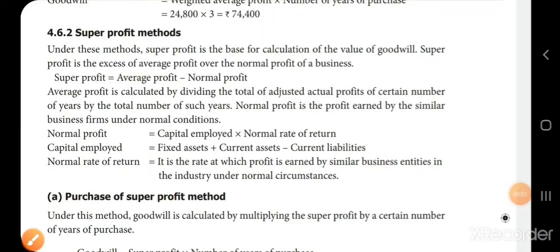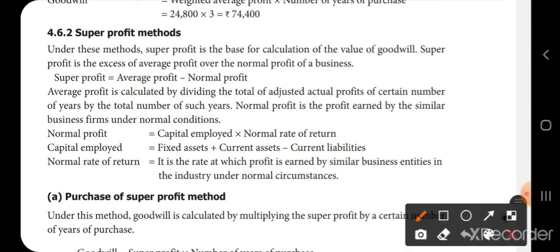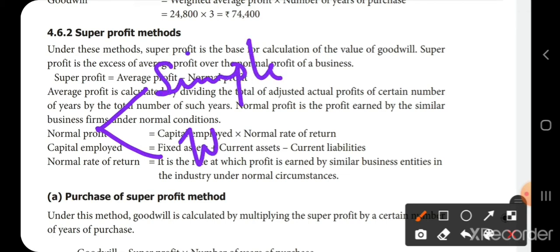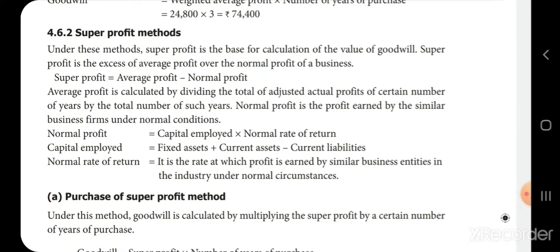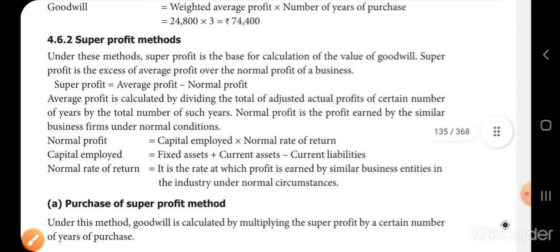Students, continuation of Unit 4 Accountancy, methods of valuation of goodwill. In the previous classes, we saw the calculation of goodwill under the average profit method. In that, you had two types, simple average profit method and weighted average profit method. So we worked out problems under these two methods. Now, in today's class, we'll see the super profit method.